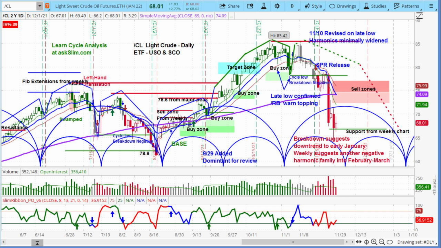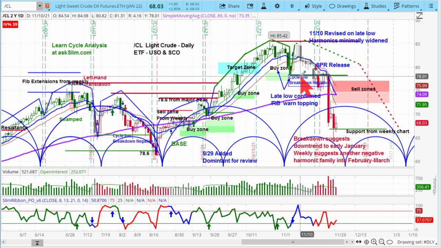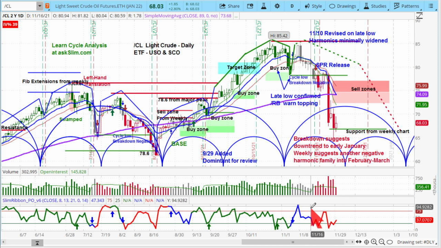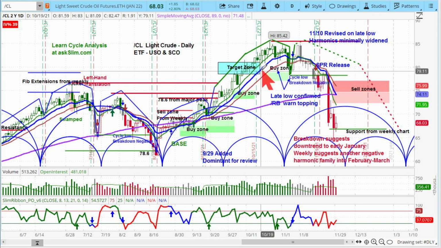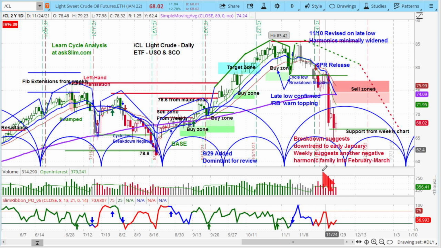When we saw this breakdown going on here, momentum turning negative, the slim ribbon turns negative, along with the weekly reversal scout. The slim ribbon PO is red, as you can see. Here it was green, of course, and you were getting positive signals and you were getting higher prices. Here it's red and negative in alignment with the dominant weekly chart, and it is moving down.